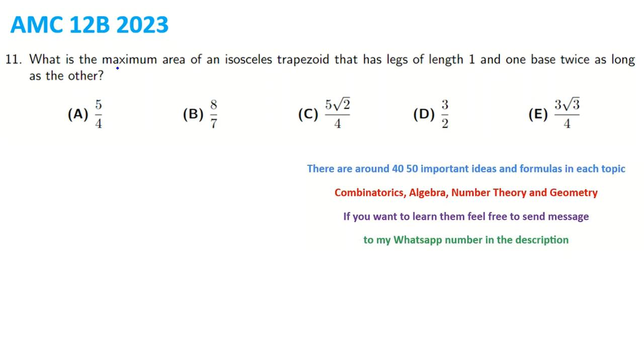AMC 12B 2023 problem 11. What is the maximum area of an isosceles trapezoid that has legs of length 1 and one base twice as long as the other? Okay, so we can consider our trapezoid is similar to this one.